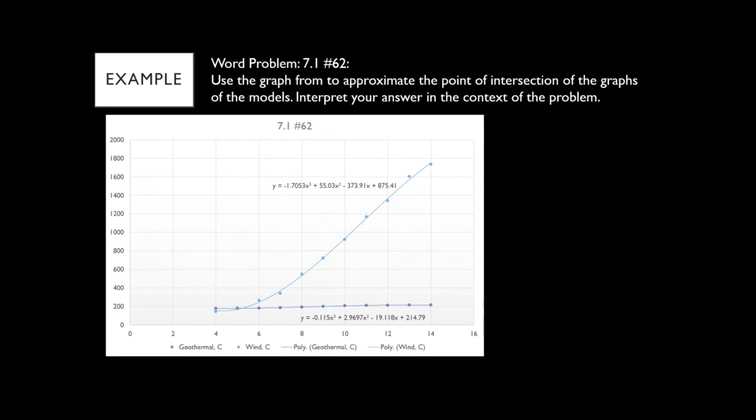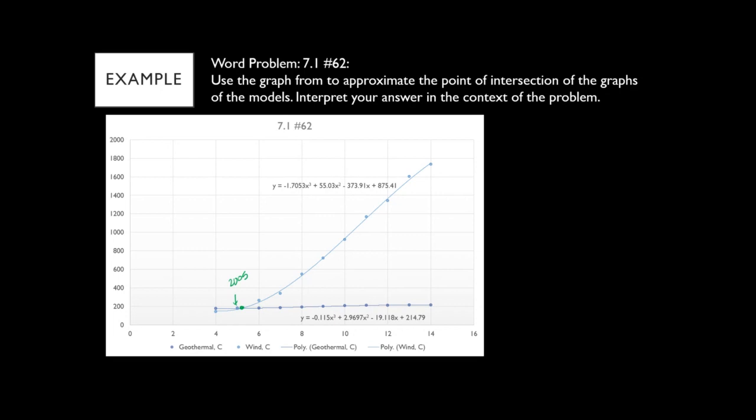The part I wanted to focus on was to use the graph from part B to approximate the point of intersection of the graphs of the models. I apparently missed the words part B when I was typing this. So you can see the intersection point right about here. The horizontal axis is counting the years, so 4 is 2004. So this point right here is 2005.